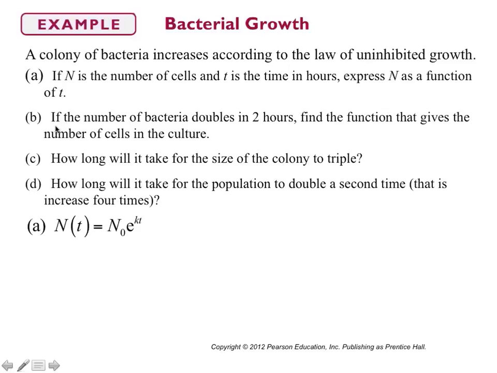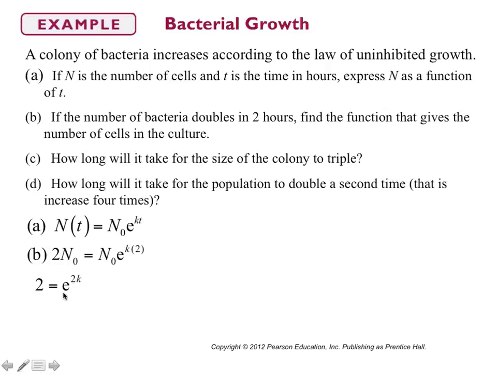And then for part B, it tells us that the number of bacteria doubles in 2 hours. So we want to actually find the function. So we know that whatever initial amount we put in, this n0, after 2 hours, so after time equals 2, we're going to have twice as much as what we started with. So for example, if we had 100 here, we're going to have 200 cells. So we set this equal to 2 n naught. And then we divide both sides by n naught.